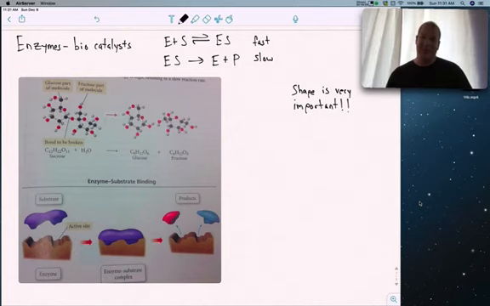Because if there is a product that is harmful or costs a lot to dispose of, you don't want that chemical reaction to happen, or maybe you only want it to happen halfway. Lots of possibilities.